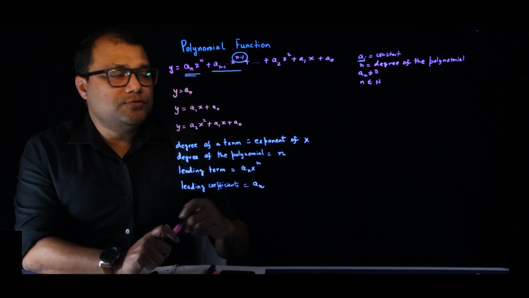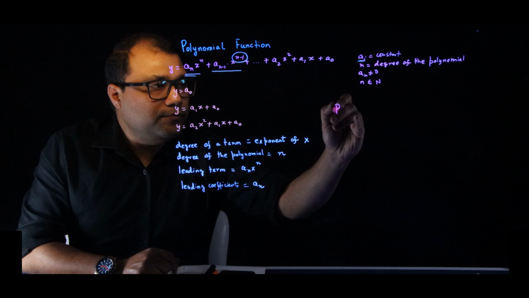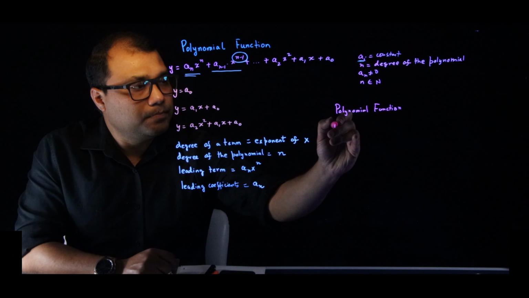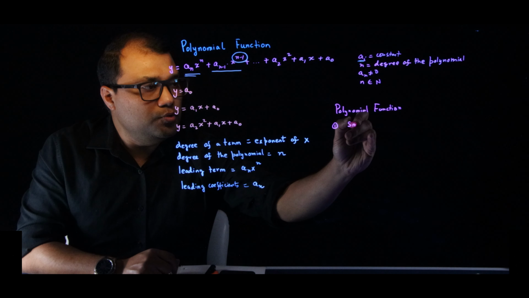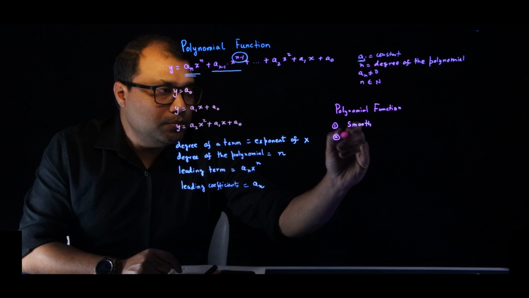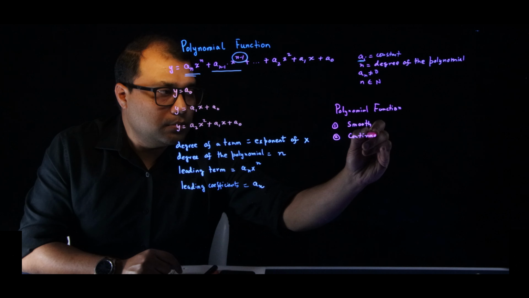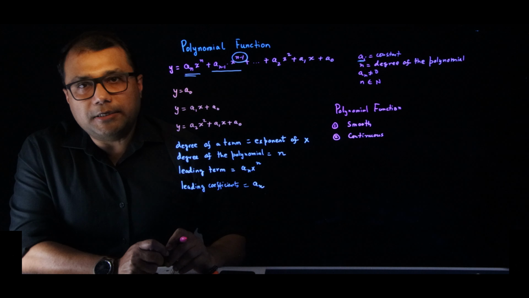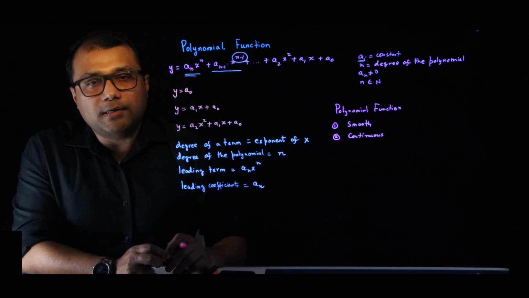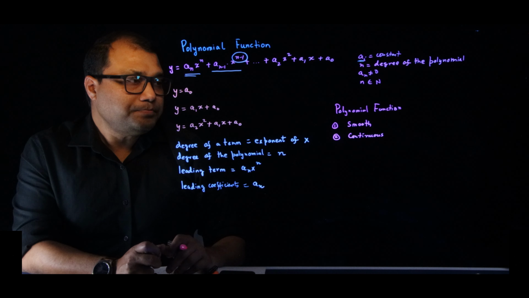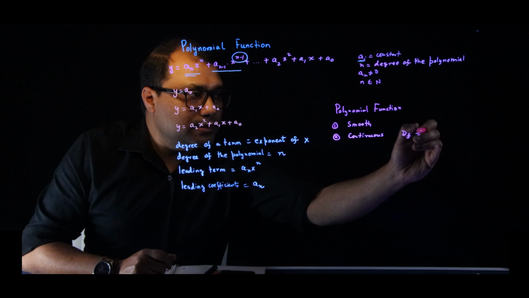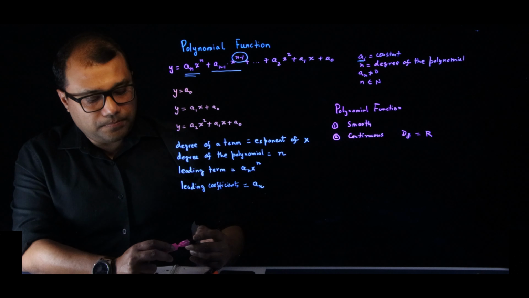A few other things I just want to point out. A polynomial function has these properties. Number one, it's a smooth curve. It has no pointed ends on the curve, okay. Number two, it is a continuous curve. So there are no discontinuities on the curve, which means it is defined for all real numbers on the number line. So obviously the domain of a polynomial function is the set of real numbers, okay.